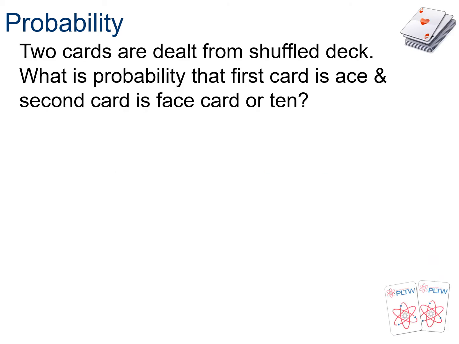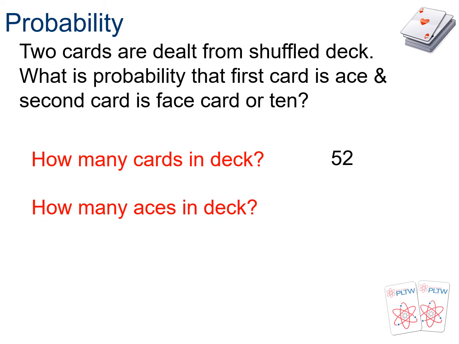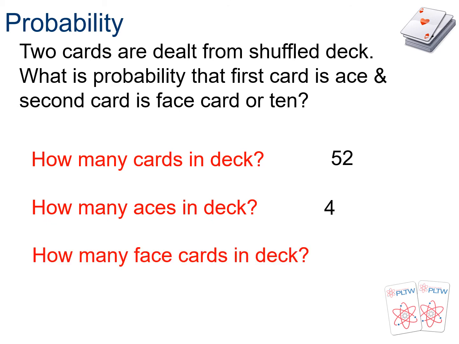All right, let's say we've got two cards. We're dealing two cards from a shuffled deck. What's the probability the first card is an ace, and the second card is either a face card or a 10? Well, first you have an ace. How many cards are in a deck? There's 52. How many aces in a deck? There's 4. How many face cards? Well, there's king, queen, and jack. That's 3 times 4, which is 12 face cards. How many 10s? There's 4 10s in a deck.